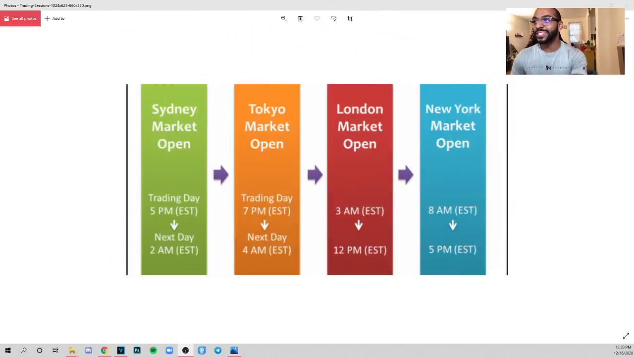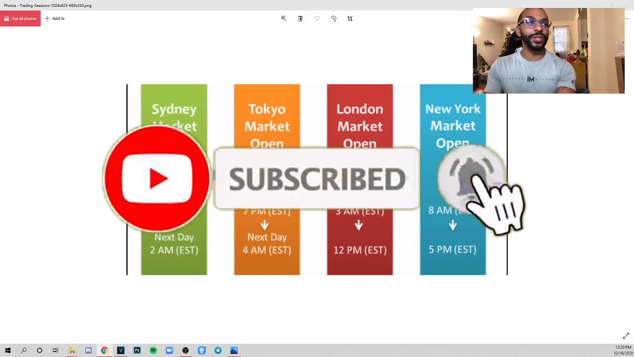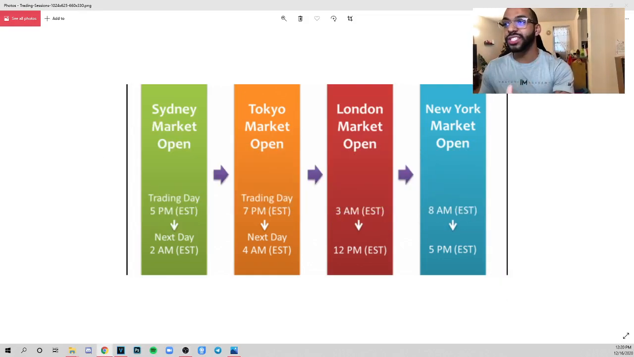Let me go ahead and make myself smaller so that you guys can actually see the sessions. So here's how it looks. Very simple. You have 4 sessions that run all throughout the world. Now, these 4 sessions are based on the business hours that each of these economies run on. So for example, if we're talking about the New York session, I live in New York, so it works with me. But the New York session runs on US based business hours.